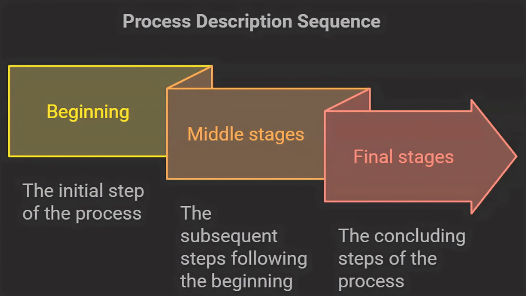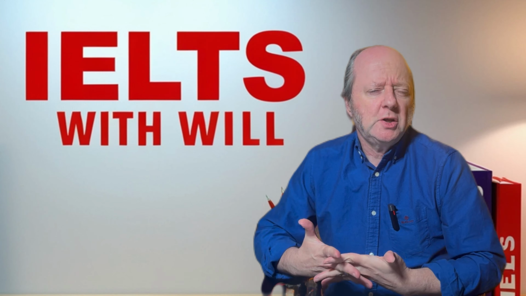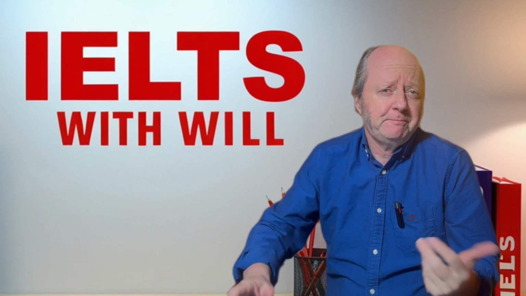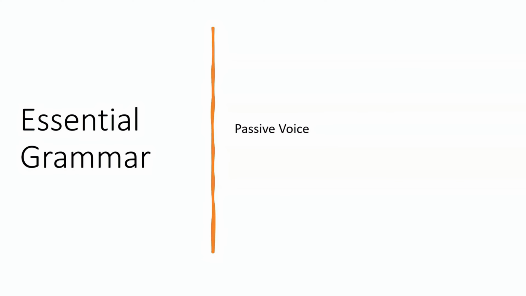All right, so we've got the structure. Well, let's look at grammar. What is the number one essential piece of grammar you must know for a process essay? Well, it's simple. The passive voice. It's an absolute essential to your process essay. If you do not use the passive voice, you're going to be very limited in the number of marks you get for grammar. So it's essential.